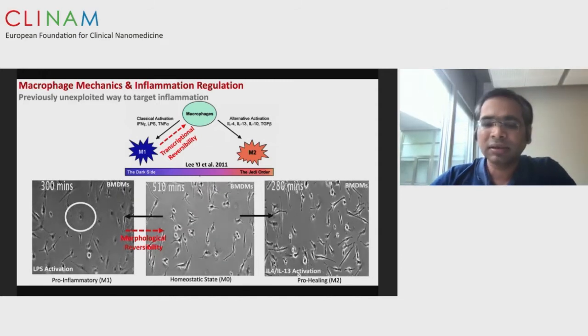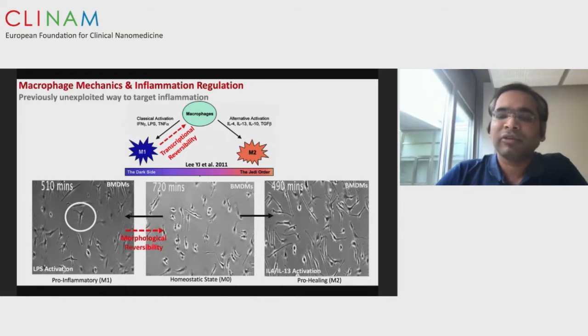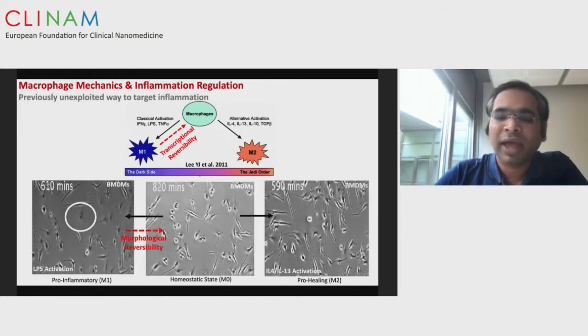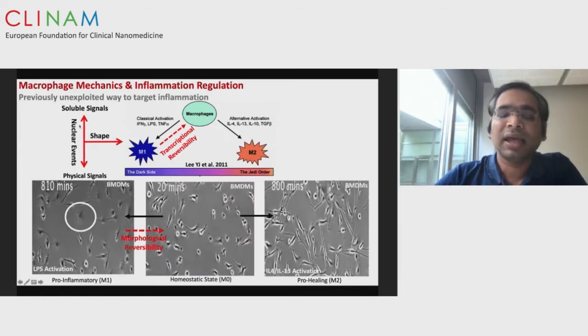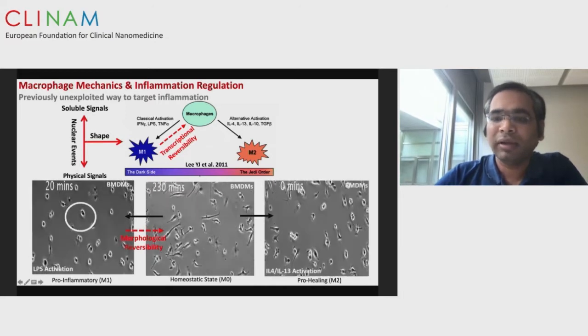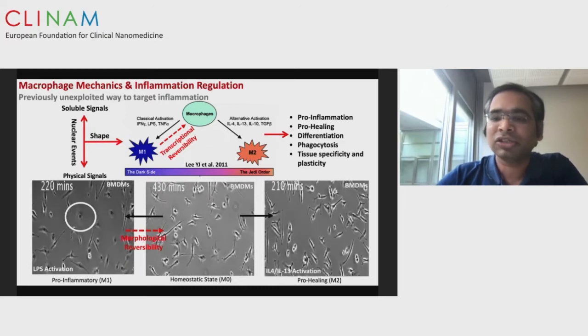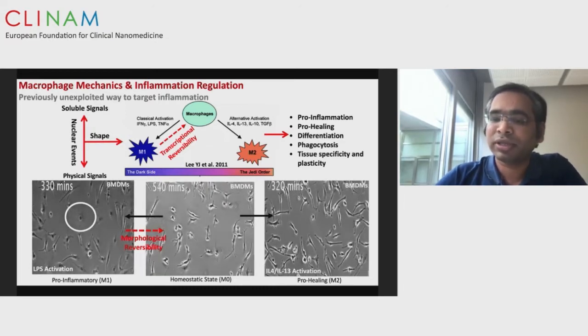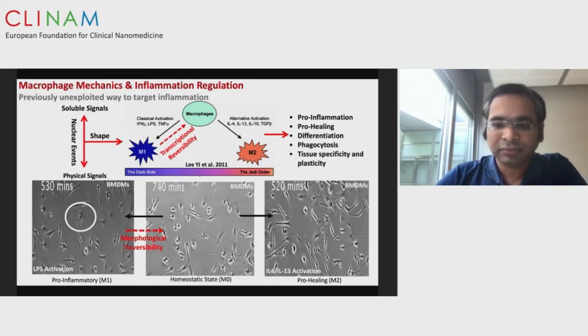And the question is, are these changes in the morphology of these macrophages just a byproduct of the activation, or can we use these physical signals in combination with the soluble signals to tune the nuclear events in order to change the inflammatory activation of immune cells, their functional outputs like differentiation and phagocytosis, and so on and so forth?